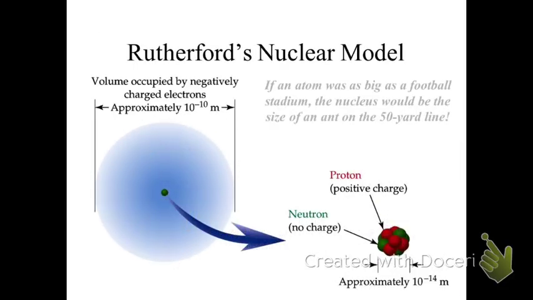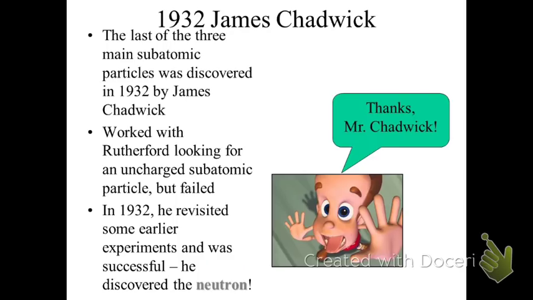So just remember that the nucleus is extremely small, and if you wanted to use the following analogy, if an atom is as big as a football stadium, the nucleus would be the size of an ant on the 50-yard line. It's extremely tiny. There's a lot of empty space in the atom because the nucleus is so small.